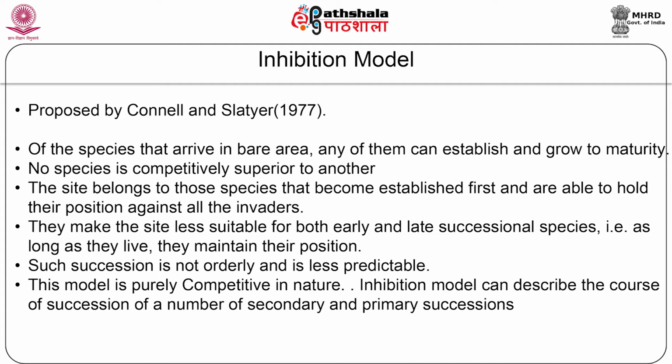This model is purely competitive in nature. The inhibition model can describe the course of succession of a number of secondary and primary successions. The relatively vigorous development of ecological communities during secondary succession means that competition rapidly becomes an organizing force in the community. So, there is an intensification of interactions by which organisms interfere with and inhibit each other.